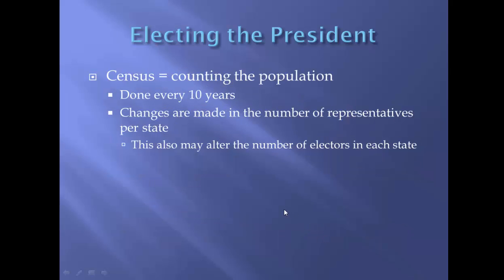All right. So how do we figure out how many representatives in each state? The Senate is equal. Everybody has 2, but for the House we do every 10 years a census. The last one was done in 2010. So we count the population of the nation. It was last done in 2010. We will do it again in 2020. Changes are made in the number of representatives per each state. This also could alter the number of electors in each state.